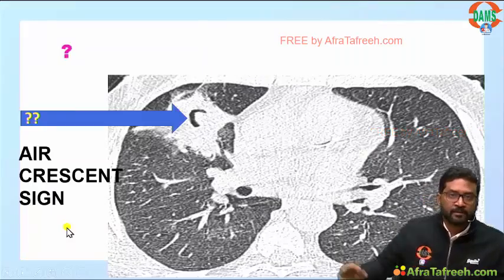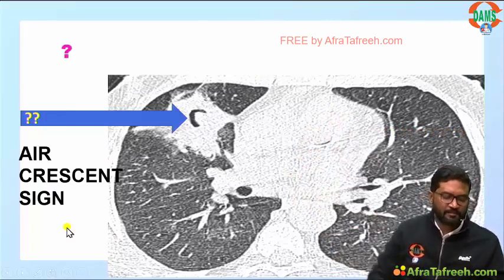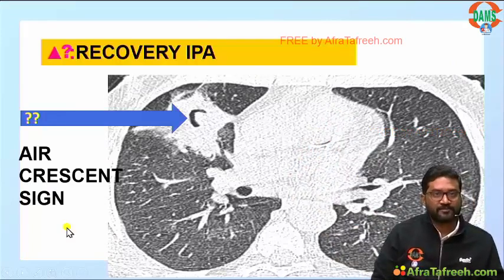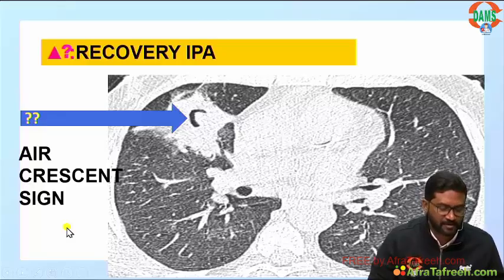Then you have given treatment. Later you are seeing air like a half moon shaped structure. This is recovery phase. Recovery phase of invasive pulmonary aspergillosis.